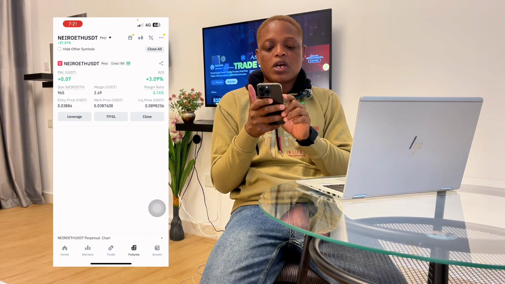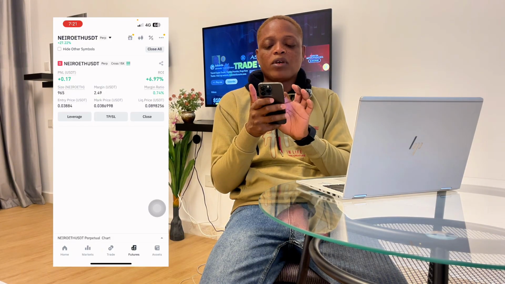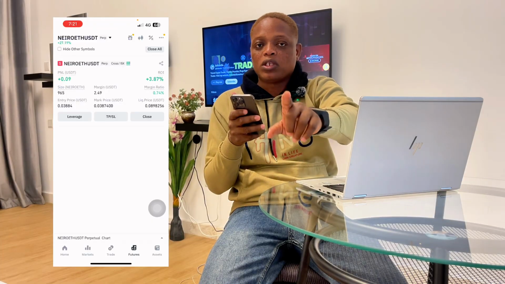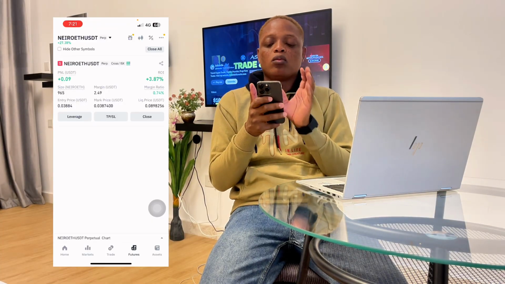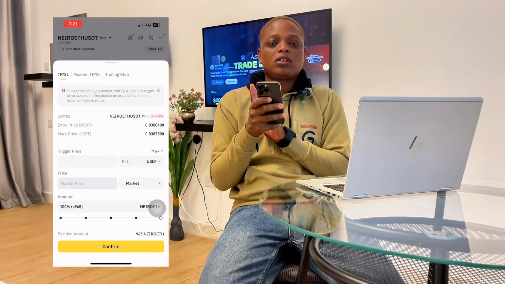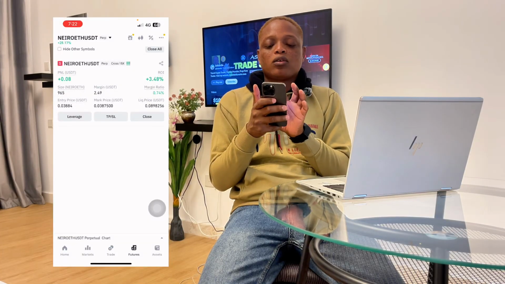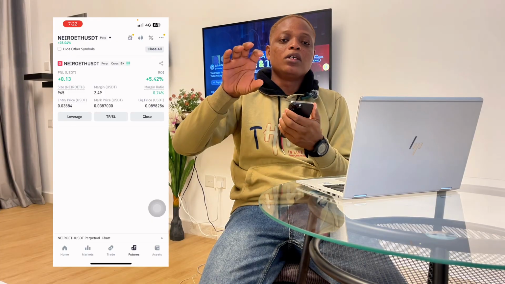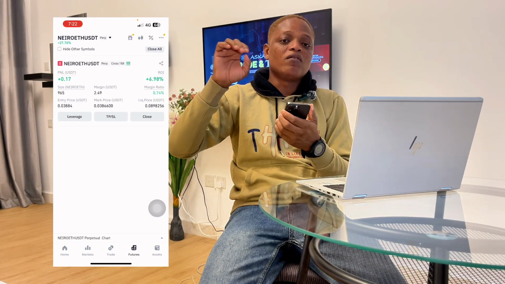Now below it, if you check at the left hand side, we have the size in Nero, the entry price, then we also have the marked price. Like I told you before, the marked price is the current price of the token that you are trading. Then we need to add our stop loss and take profit. But before we add our stop loss and take profit, the margin ratio calculates the amount of money that you are investing in the trade.